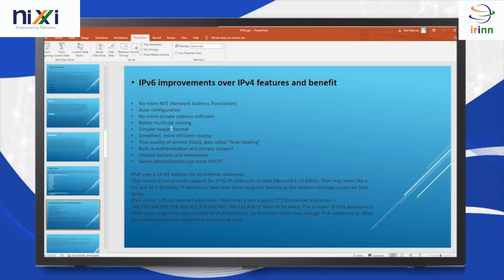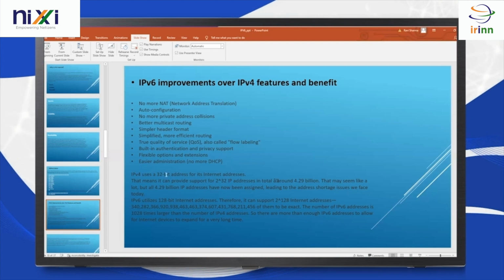But here it's a simple format to understand the flow. Simplified, more efficient routing, which we will discuss later through quality of service, also called flow labeling. Built-in authentication and privacy support, flexible options and extensions, easy administration, no more DSCP requirement.